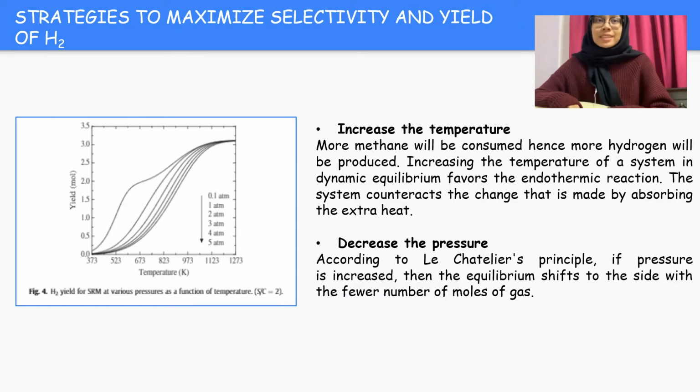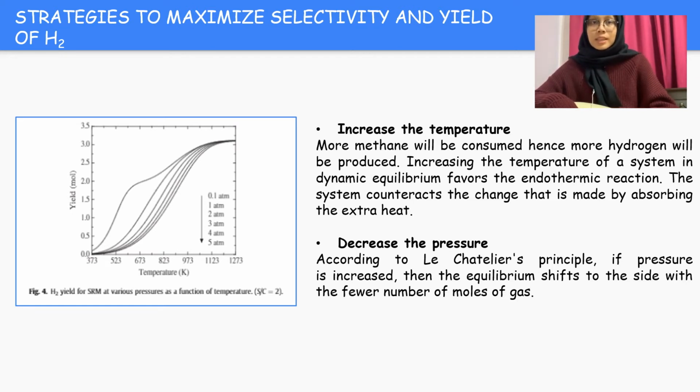So next, I'll be explaining the strategy to maximize production of hydrogen. My first point is to increase the temperature. From the graph, we can see that with increasing reaction temperature, the conversion of methane and the yield of hydrogen increase. More methane will be consumed, hence more hydrogen will be produced. Increasing the temperature of a system in dynamic equilibrium favors the endothermic reaction. The system counteracts the change that is made by absorbing the extra heat.